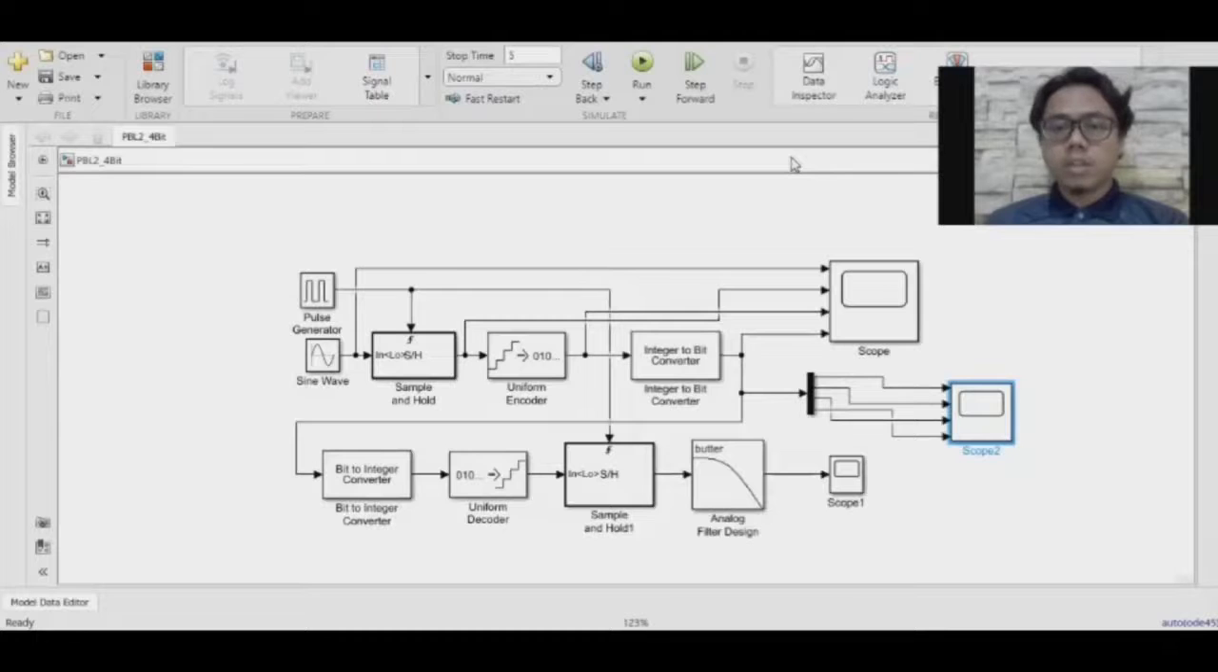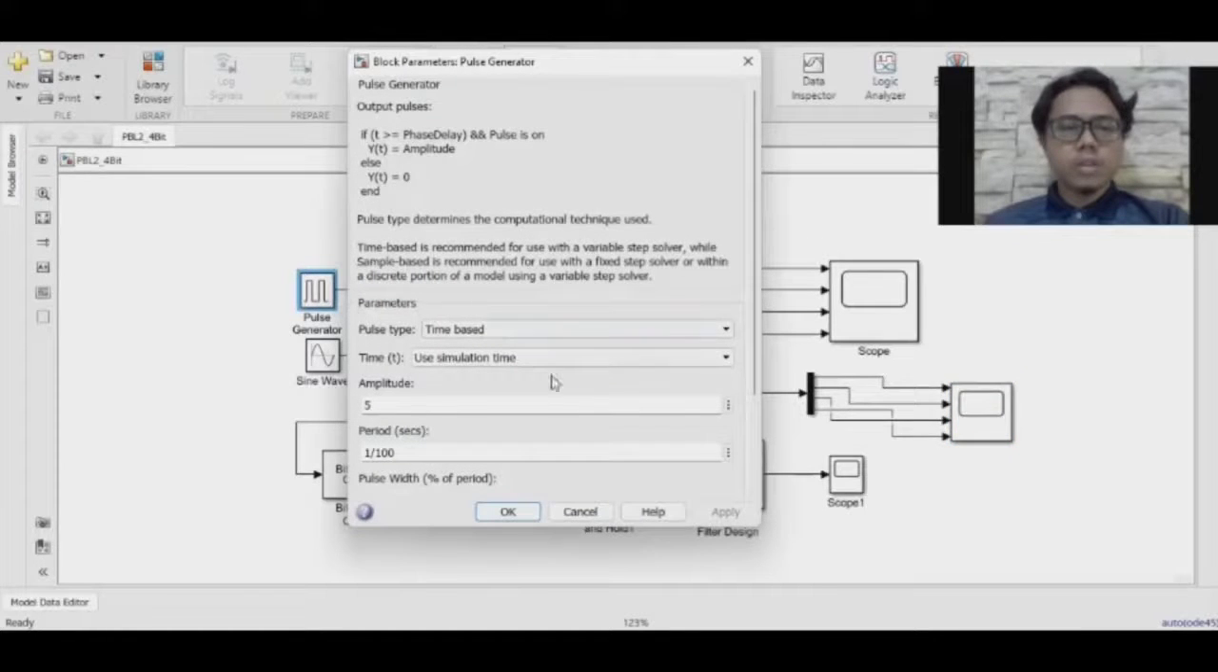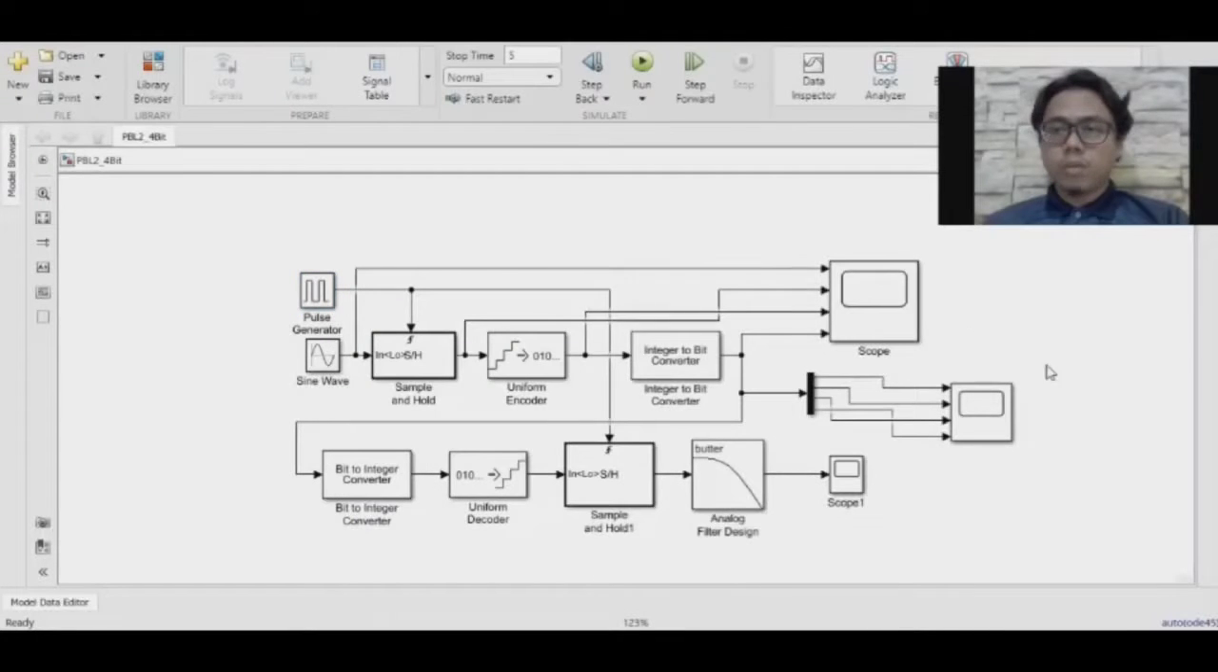Following this condition, with a sampling frequency lower than 2 fm, the analog signal cannot be reconstructed completely because aliasing occurs in the frequency domain, so the low pass filter is unable to pick out the analog signal. This is the connection for the PCM. For the sampling frequency here, we set 100 Hz, which we use to generate this PCM.